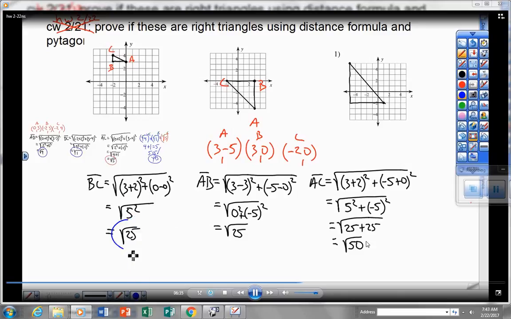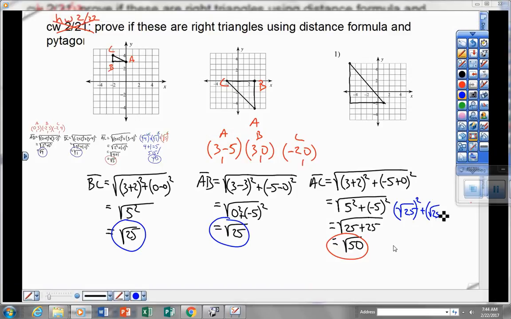This by far is the largest length. That is the hypotenuse. These two are the smaller sides. These are the legs. So I'm going to put root 25 and root 25 into A and B and plug this into C in the hypotenuse spot. So root 25 squared plus root 25 squared. Will that equal root 50 squared? If that is, that proves that is a right triangle.